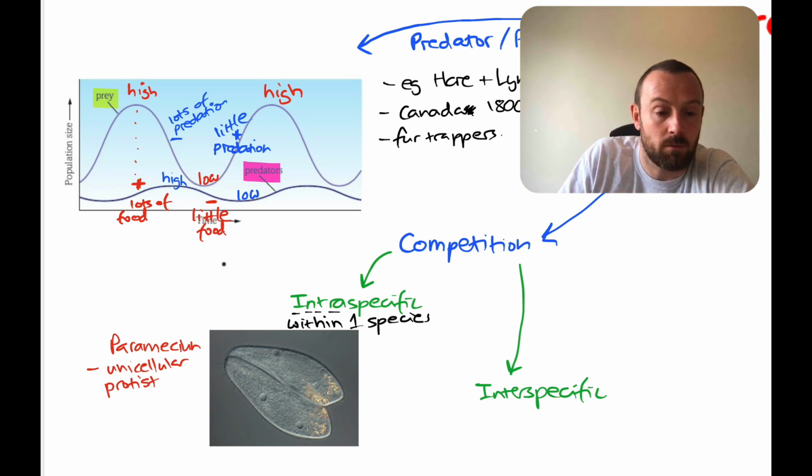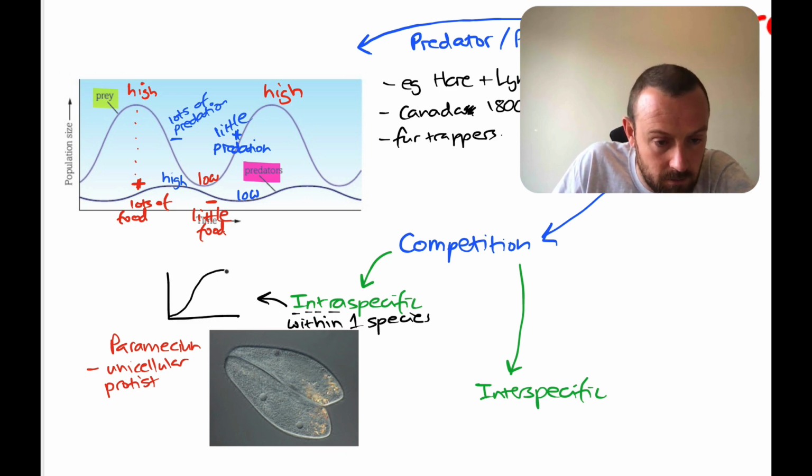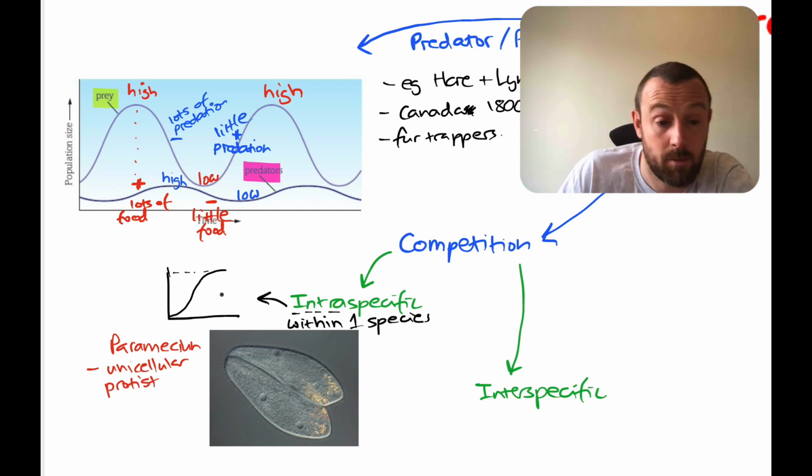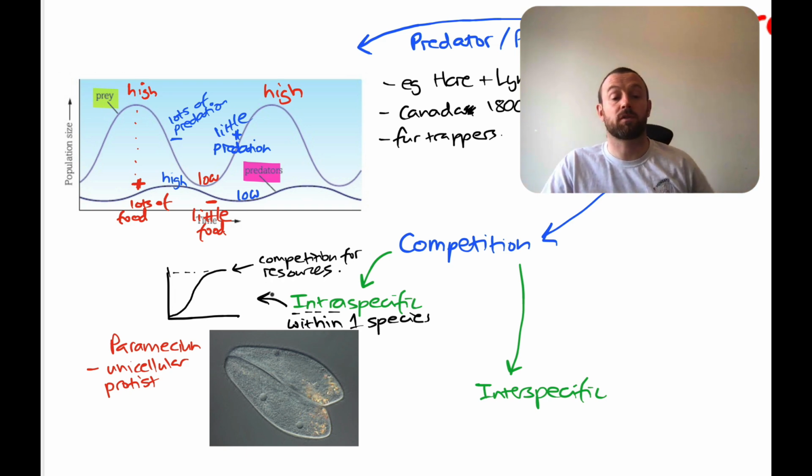Now, intraspecific competition within one species might give rise to the standard population growth curve that we've seen. It goes up and then it reaches a carrying capacity, because at the top there is competition for resources, which limits the ability of the paramecium to reproduce. There's competition for food, for example.